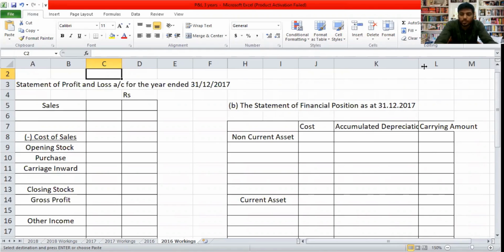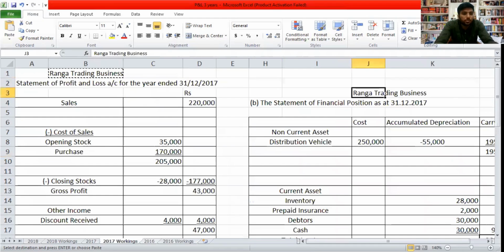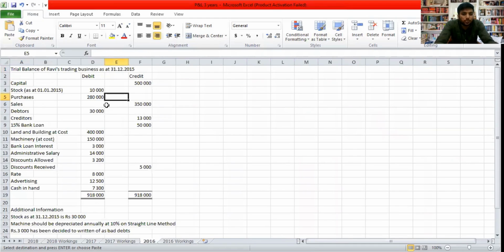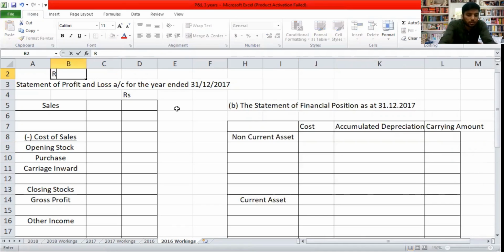I hope you can see this as accumulated depreciation. So let's start this sum, 2017, 2016 sum. Capital is 500,000. They record Ravi Trading Business. Better you start writing the name. Ravi Trading Business.